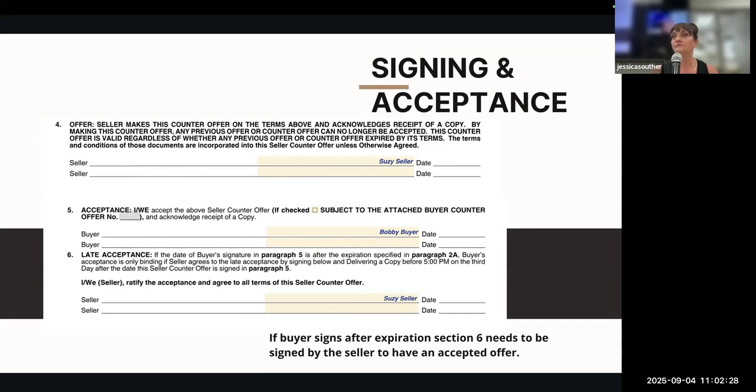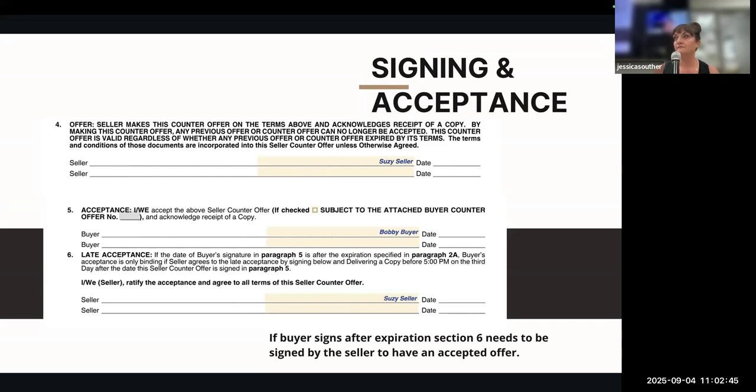Yes, Irma. If you don't have a counter, if you have a purchase contract out, and now the contract comes back signed by the buyer after the 3 days. Mm-hmm. Is there a form for that? It's just going to be an amendment.